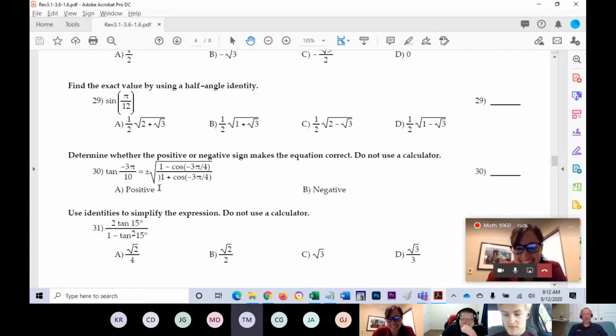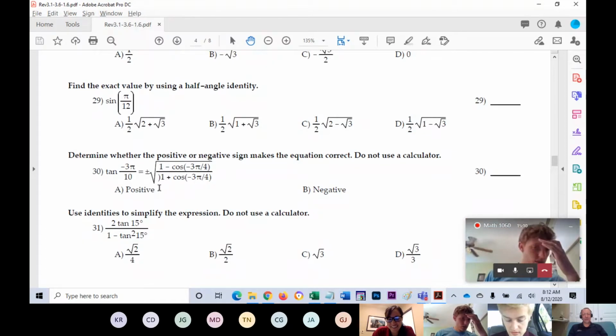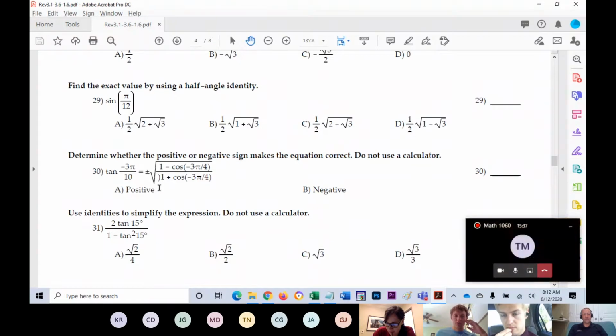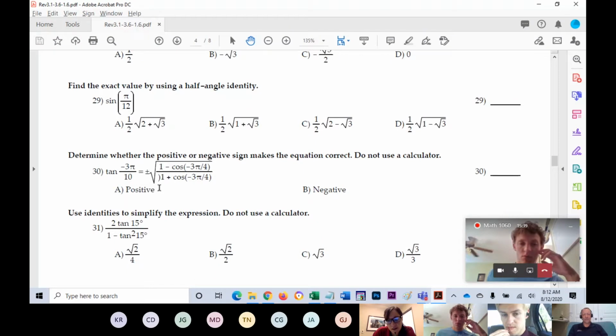Oh, is this the one that was written wrong? It's either the denominator on the left is supposed to be 8, or on the right it's supposed to be 5, because that's supposed to be a half angle identity, right? And negative 3 pi tenths isn't half of negative 3 pi fourths. I feel like I remember that one being a typo.